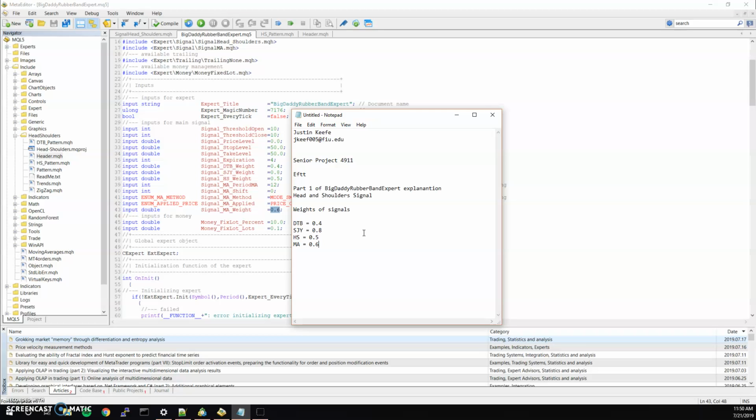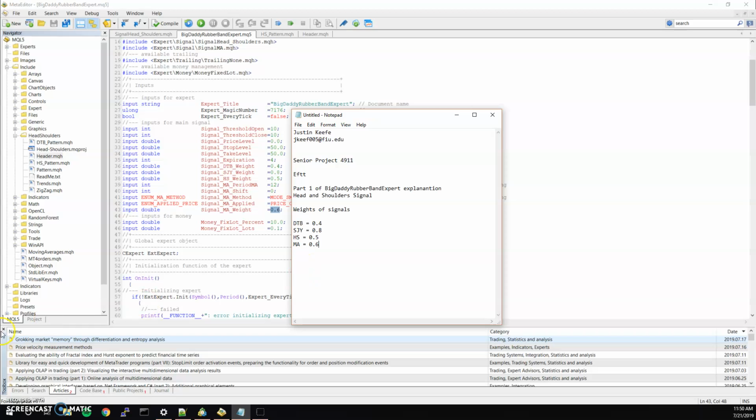The SJY is built off the moving average, an extension of the moving average. That's why we gave it the highest weight. The moving average comes from MetaEditor itself, and we gave that one 0.6 because it happens a little more frequently within our chart. So that is the explanation of the different weights we have.